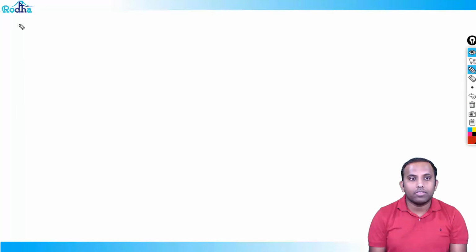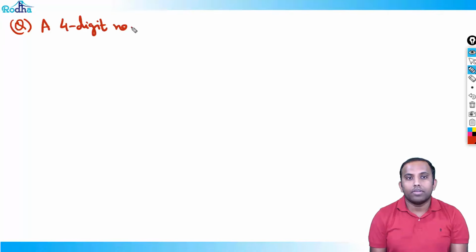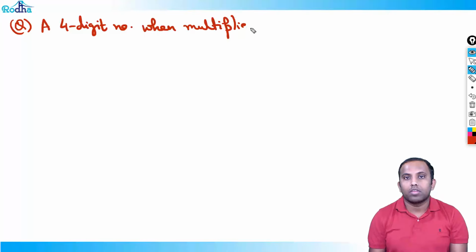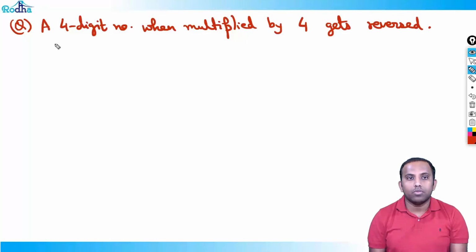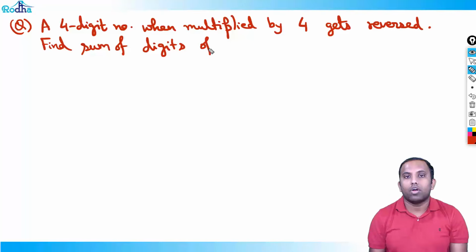Okay, so the next question is: a 4-digit number when multiplied by 4 gets reversed. Find the sum of digits of that number.